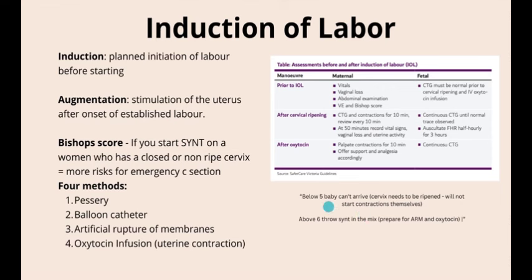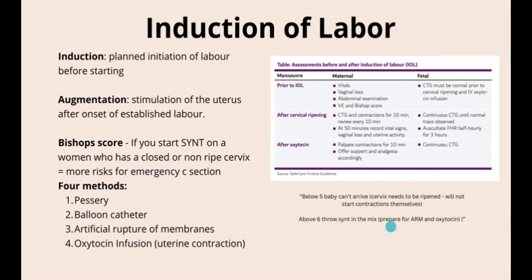So what that means is that if you have a Bishop score below 5, the cervix isn't ripened and it hasn't effaced itself enough that you would be able to start labor, and so contractions will not start by themselves. Above 6, throw Sint in the mix.